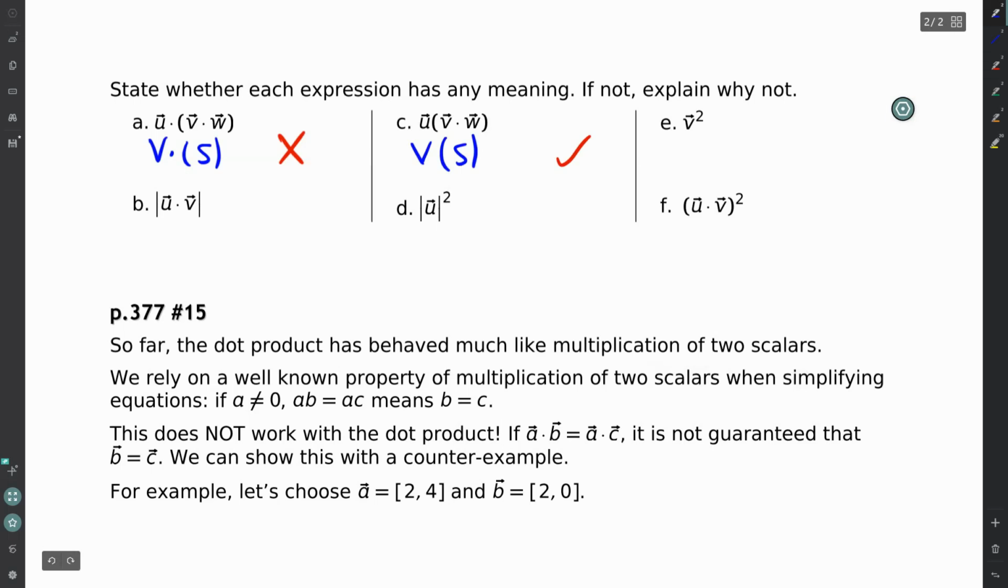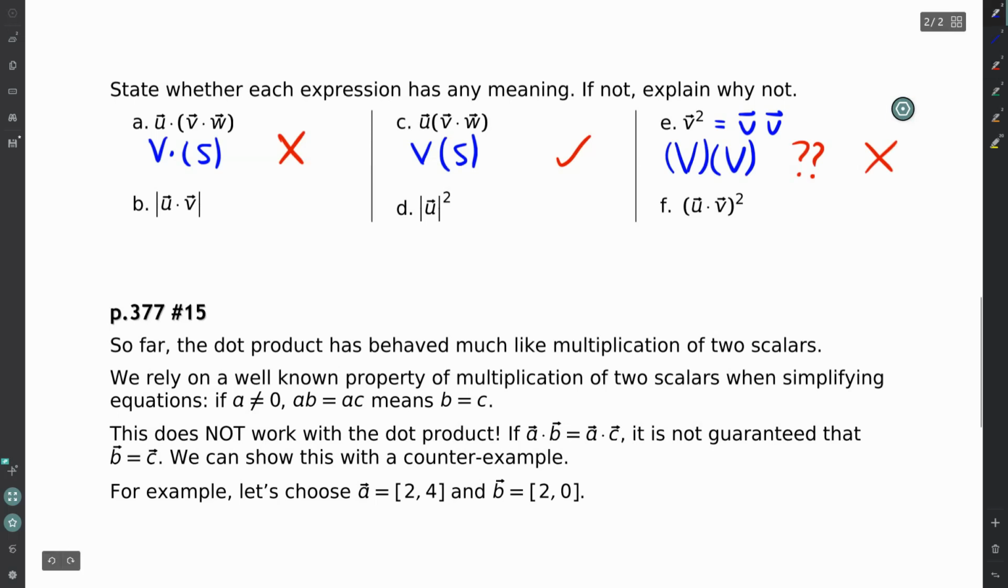In part E, if we think about vector v all squared, that's vector v times vector v. We don't really even know what that means. We'll say that one is not possible. There's no multiplication symbol, so it can't be a dot product. It's not a scalar multiplication. We don't know what that means.